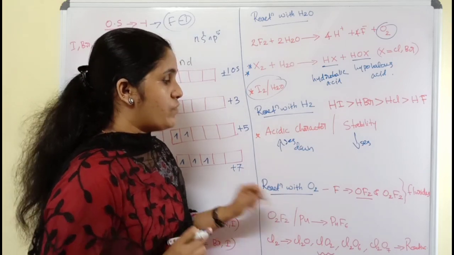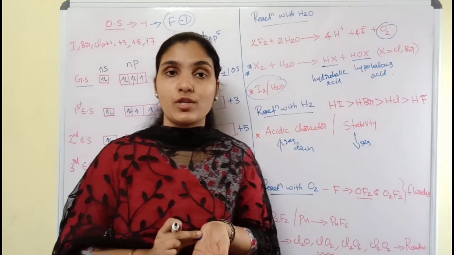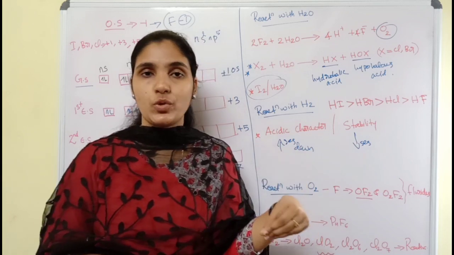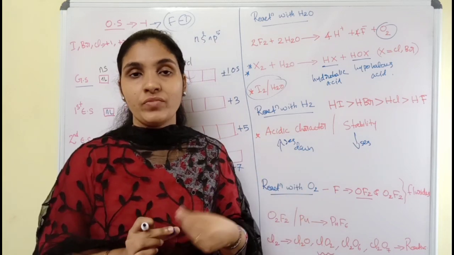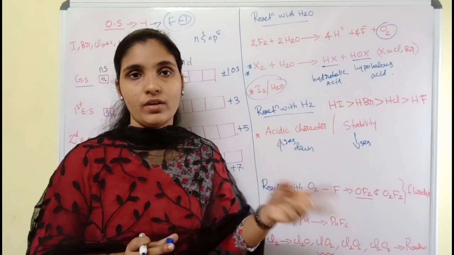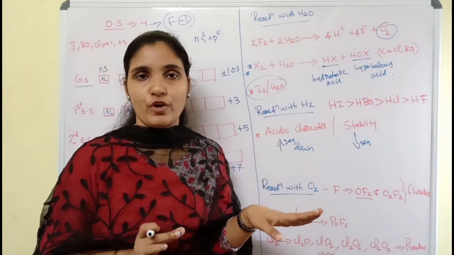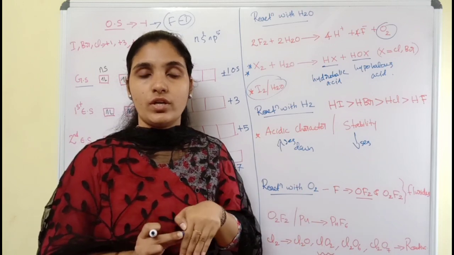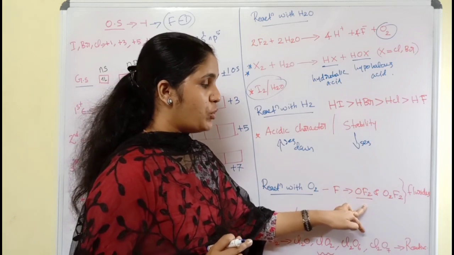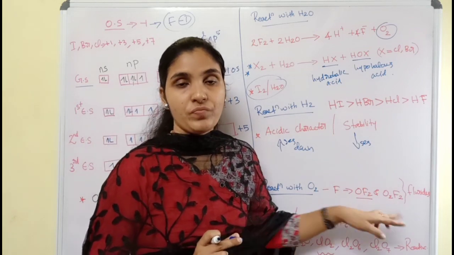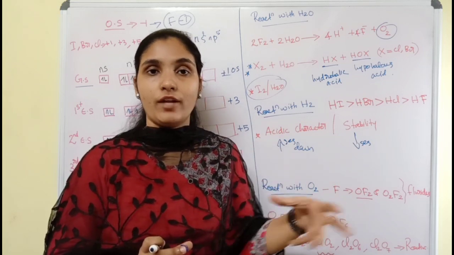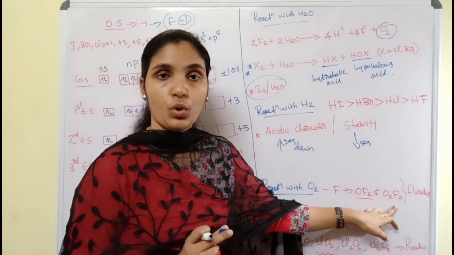Now the third one, reaction with oxygen. How do halogens react with oxygen? Even though they are electronegative, they can react with oxygen. The first halogen is fluorine. Fluorine combines with oxygen and forms only two types of oxide. One we have already learned, OF2, and the other one is O2F2. So the two compounds of oxygen and fluorine are OF2 and O2F2.